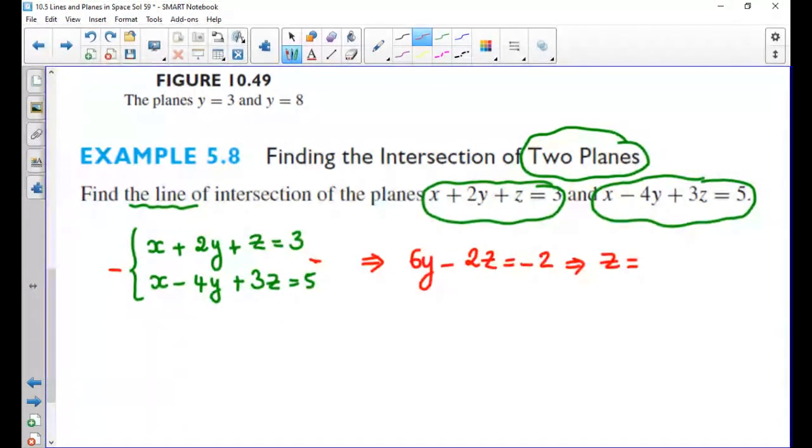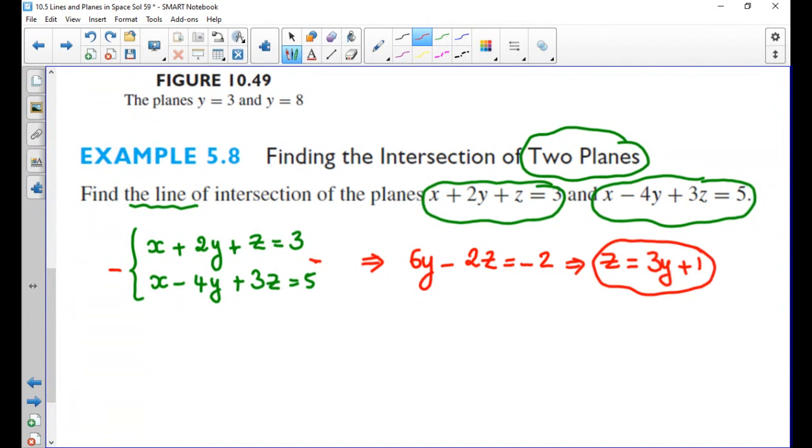Now, what is z? To find z, the easiest way is to take the minus 2z to the other side, take minus 2 here, and then divide both sides by 2. So z will be 3y plus 1. Okay. So z is going to be 3y plus 1.